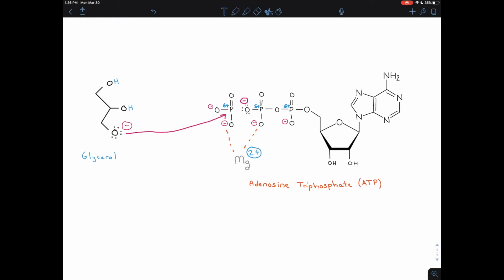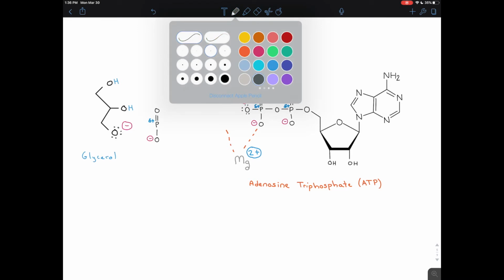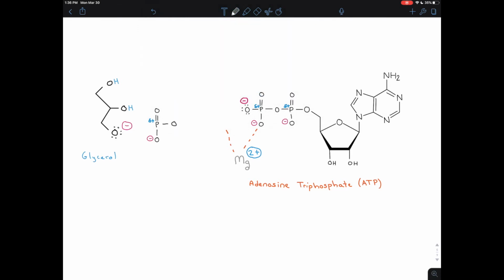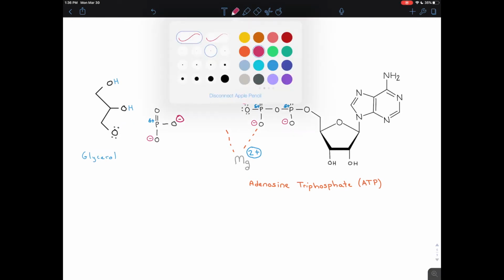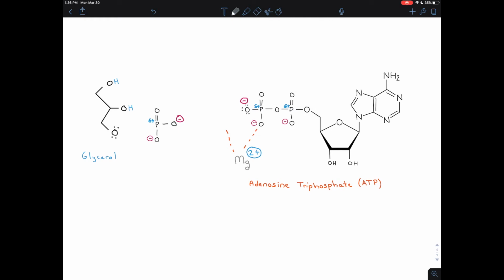At the same time, this phosphate is now going to be attached to this oxygen. So here I'll draw this oxygen on the other side with its negative charge. And these lone pairs will be a bond to that phosphate.